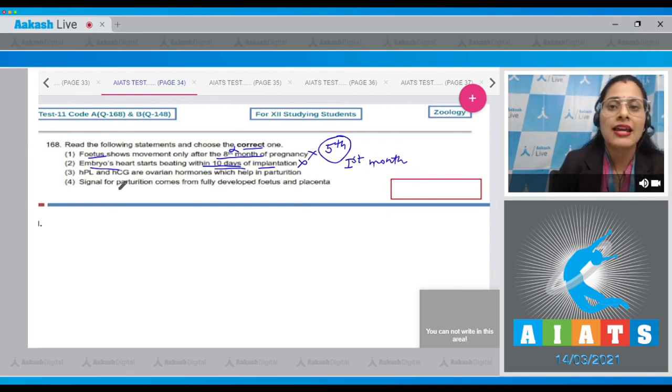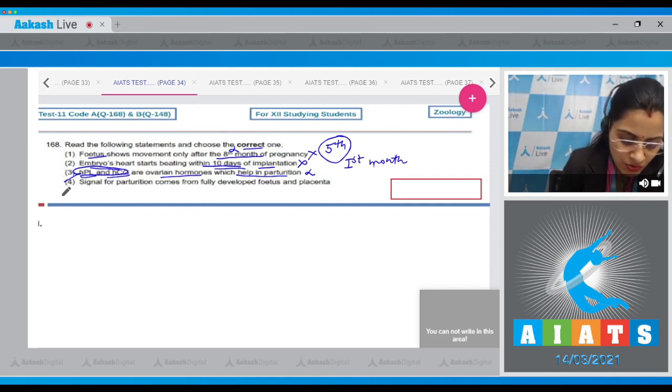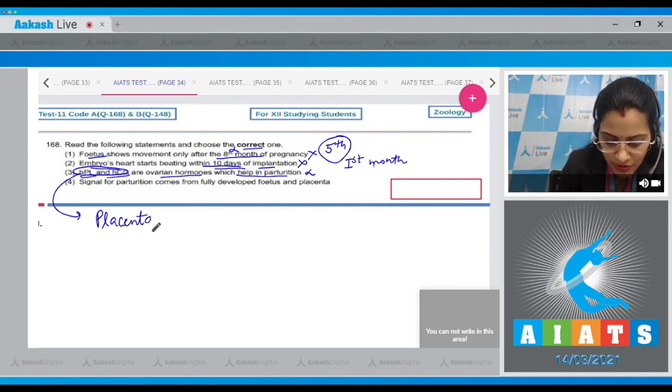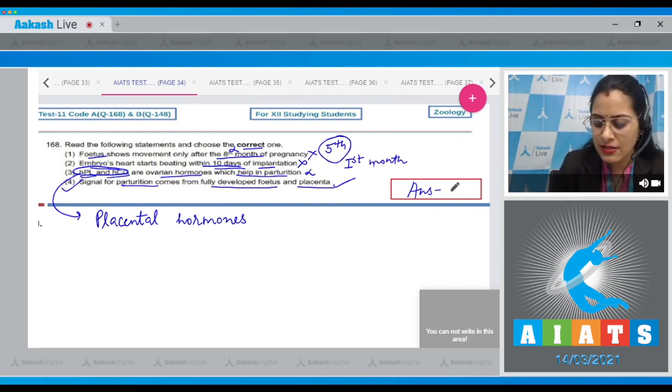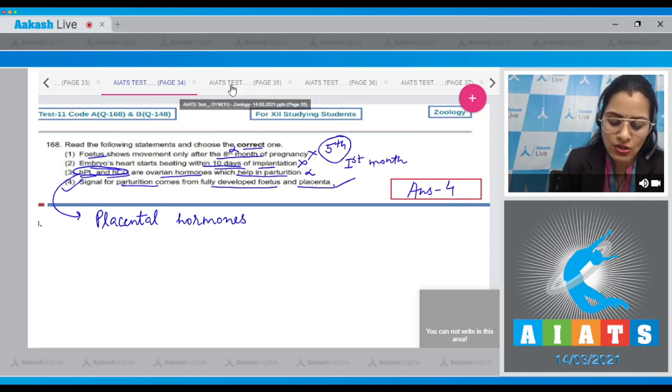pregnancy. The next statement says HPL and HCG are ovarian hormones which help in parturition is an incorrect statement because these hormones are placental hormones and not ovarian hormones. The last statement says signal for parturition comes from fully developed fetus and placenta is a correct statement. So this is a correct answer to our question. So the correct answer is option number 4. Let's move on to the next question.